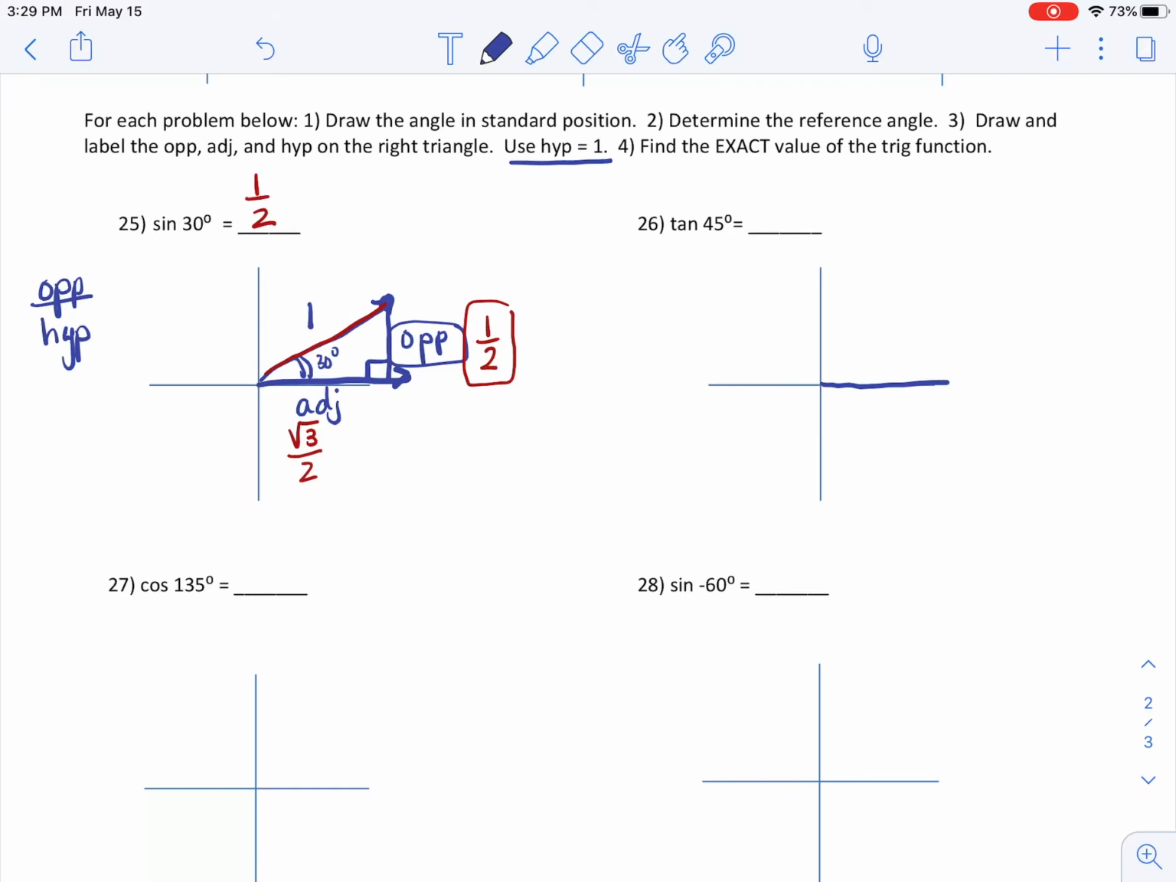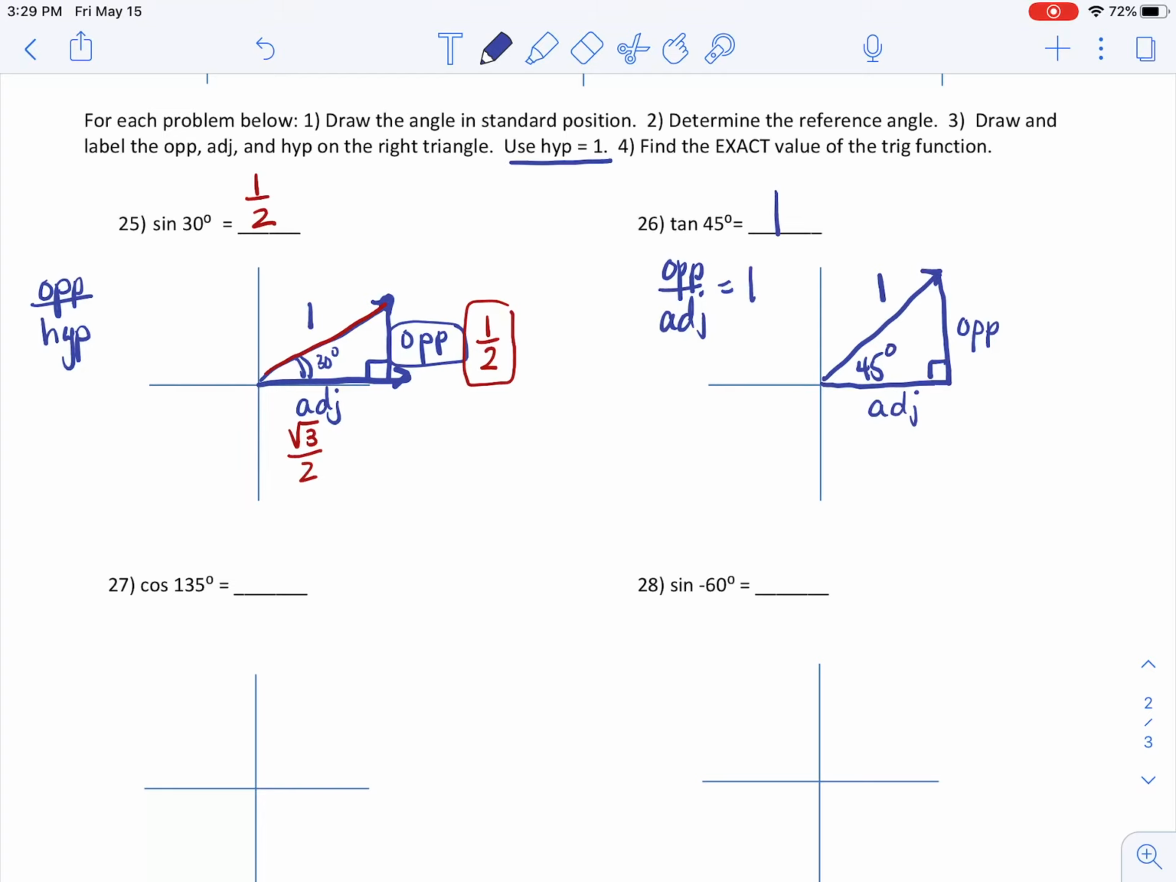45 degrees. Drop in that side. Here's our 45-degree angle. We know that opposite and adjacent are going to be the same because it's a 45, 45, 90, and our hypotenuse is 1. For a tangent, you want to do opposite over adjacent. Now, without even finding what the opposite and the adjacent are, they're going to be the same. And when I make a fraction out of them, regardless of what they are, that's going to equal 1.